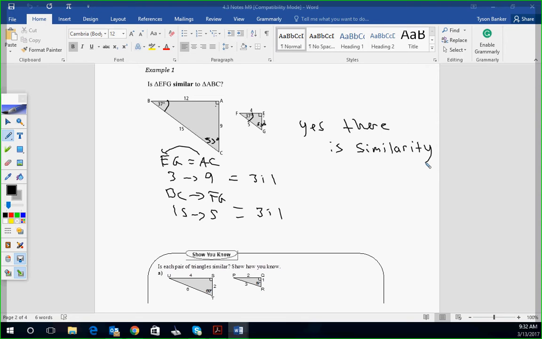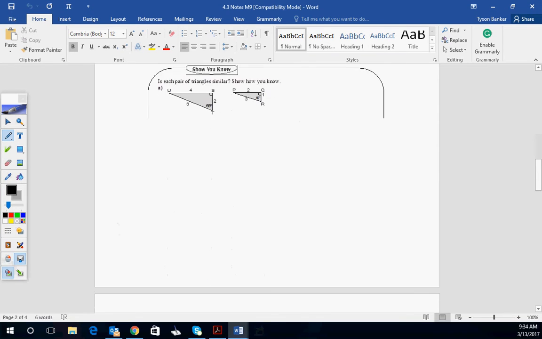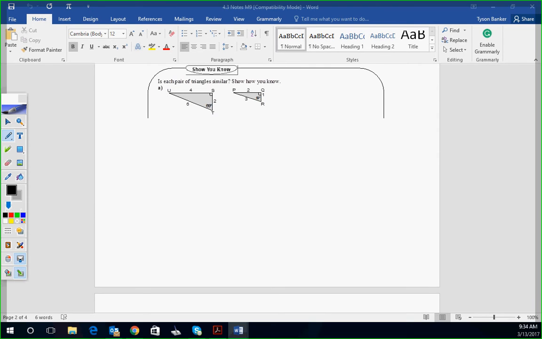Okay, so let's check out the show you know here. Is each pair of triangles similar? Show how you know. So we got 69, 69, 90, 90. So that means a third is, we're good there. This side is 2 to 1, 2 to 1, 2 to 1. So this one would be a yes.